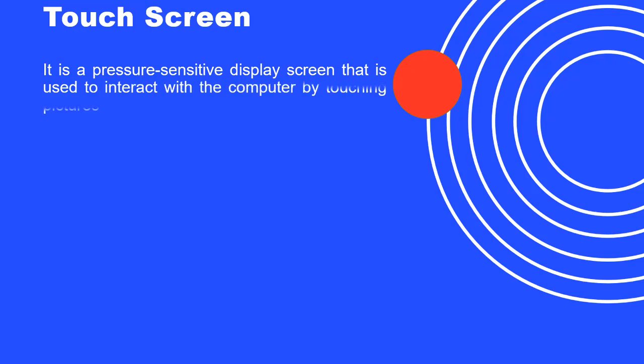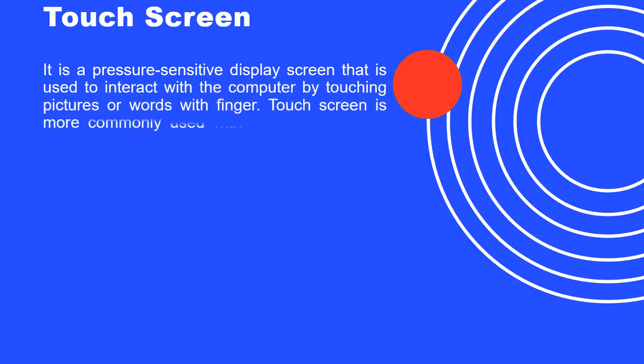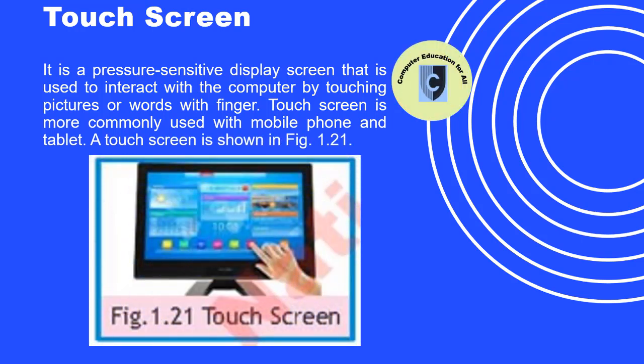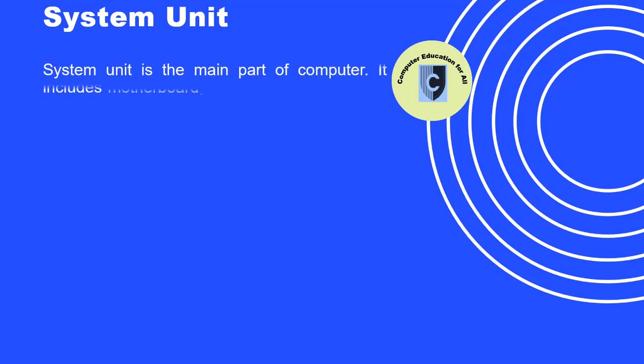Touch screen. It is a pressure-sensitive display screen that is used to interact with the computer by touching pictures or words with the finger. Touch screen is more commonly used with mobile phones and tablets. A touch screen is shown in Fig. 1.21.